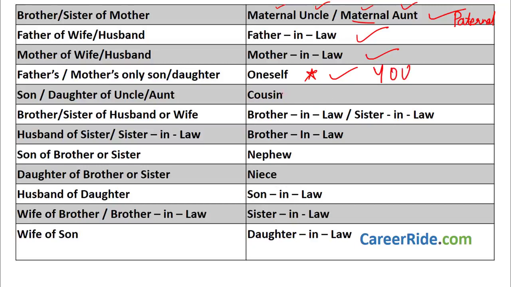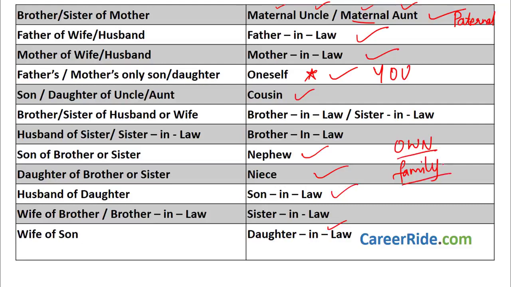Son or daughter of your uncle or aunt is nothing but the cousin. Son of brother or sister is a nephew, and daughter of brother or sister is niece. Then wife of your son is daughter-in-law, husband of your daughter is son-in-law. Read the rest of them, learn them by heart, try to relate it to your own family so that you will be able to remember the names.